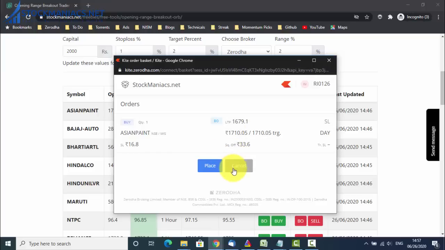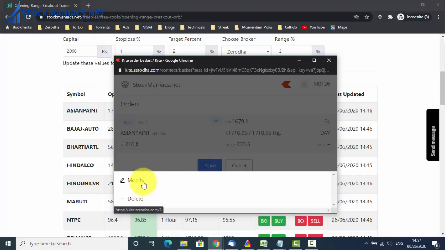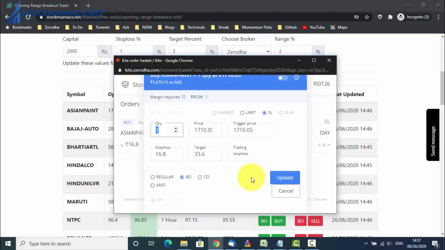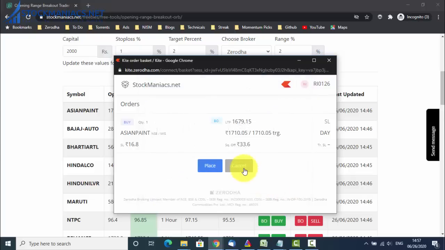Right now I am not placing the order, or you can also change the order by clicking here and clicking on modify. So you can change the order over here. You can see by default BO is selected, so you can also select CO or regular. I am cancelling the order.